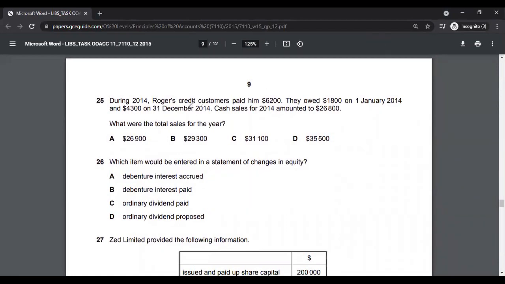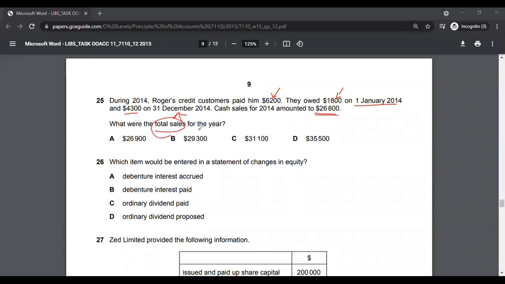Multiple choice 25. During 2014, Rogers' credit customers paid him 6,200. They owed 1,800 on 1st January 2014 and 4,300 on 31st December 2014. Cash sales for 2014 amounted to 26,800. What were the total sales for the year?